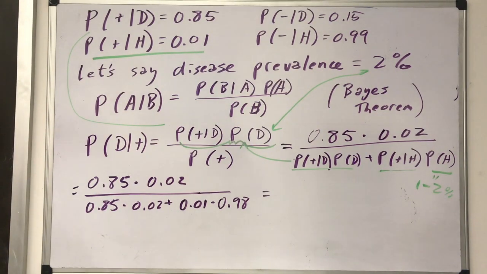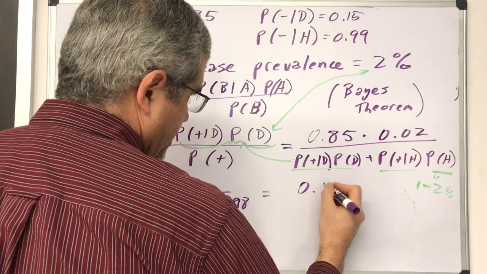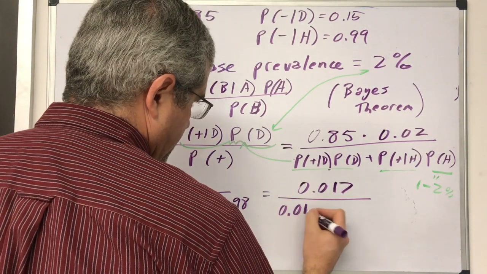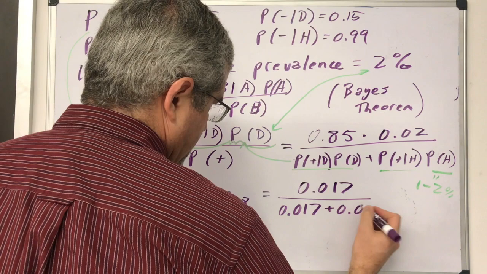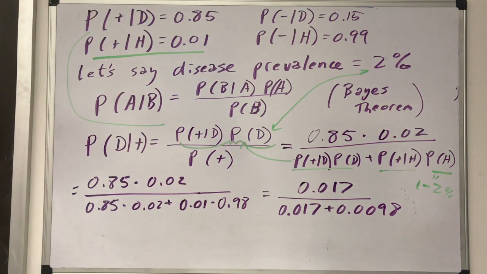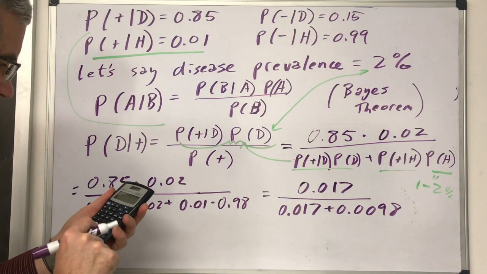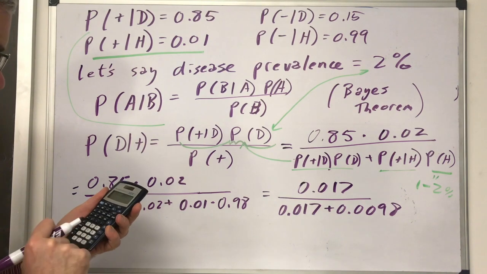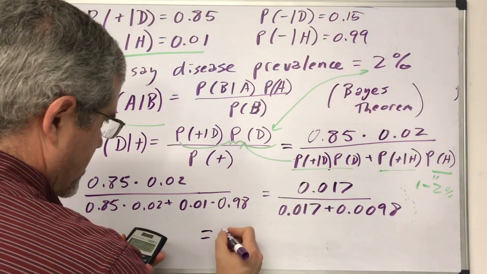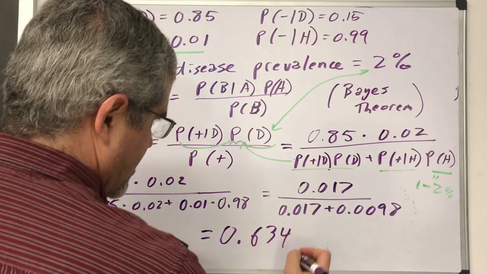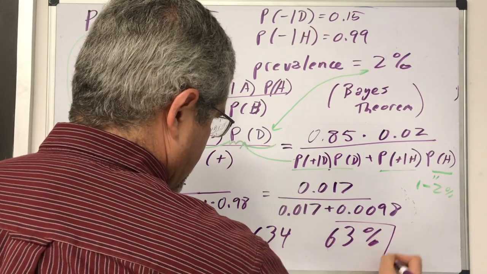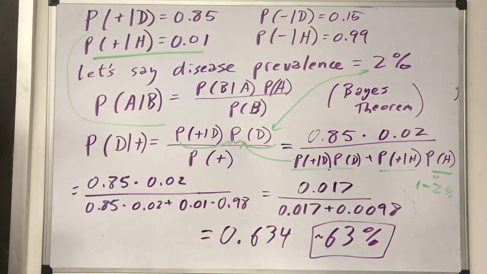So now we just do out the math. 0.85 times 0.02 is 0.017. So that's the top, and then we add that again, plus the 0.01 times 0.98, which is 0.0098. We just pull out our calculator, figure out what that is, and we come up with 63% of the people who get a positive test actually have the disease, or about 63%. And that's the answer.